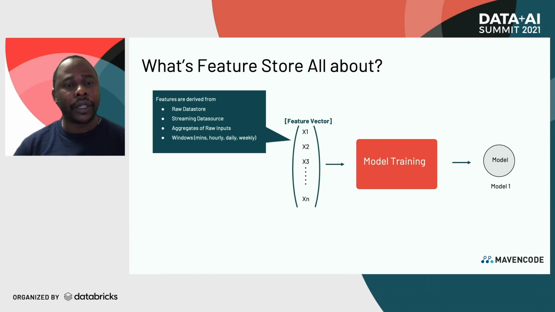It could be a streaming data source from IoT, or it could be aggregates of inputs, or it could be something that you compute over windows of time, like every 5 minutes. Tell me the number of people that clicked on a particular item, hourly or daily and things like that. So you have your feature vector that you compute and fit into the model for your model training.